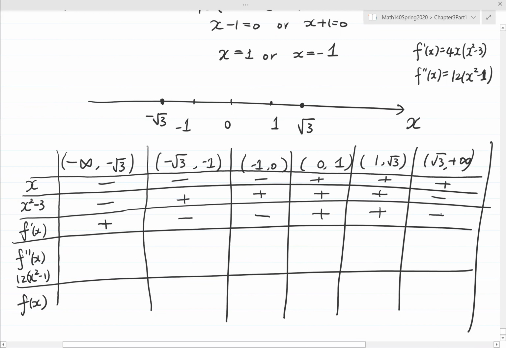Okay? Second derivative, 12x squared minus 1. x squared minus 1, you check, okay? Positive, positive, negative, negative.